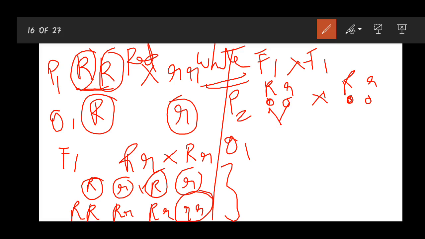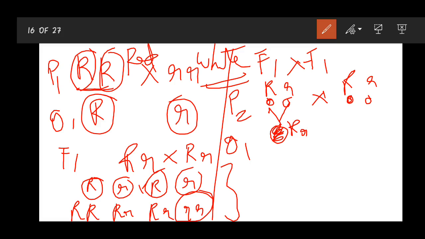Because it is fluid, it will mix up, it will blend. As a result, they will combine and produce a single gamete, which is capital R small r. You cannot expect to see this in the F1, because of dominance, you are not seeing small r, whether small r is present in the blended form or separate form.